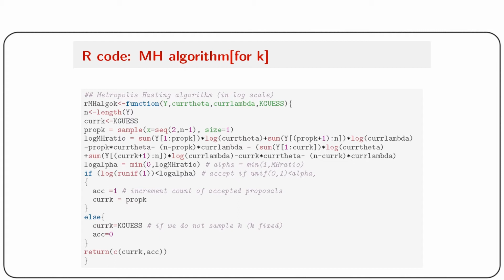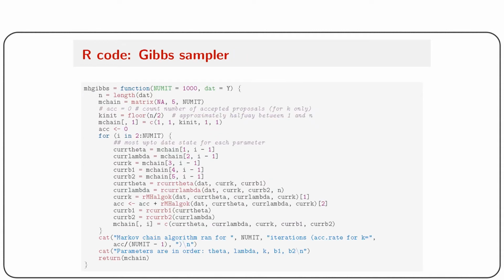Then I calculate the log MH ratio. The log MH ratio can be calculated by this expression, and then the general Metropolis Hastings algorithm steps that are required are implemented here. Finally, the return values are the current value and the acceptance. So now I set up the full thing within the Gibbs sampler, where Metropolis Hastings generates the sample from the distribution of k.